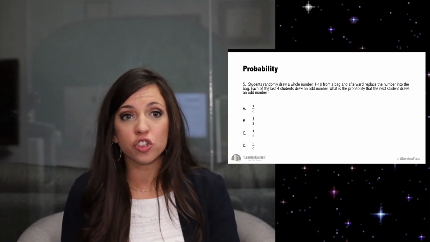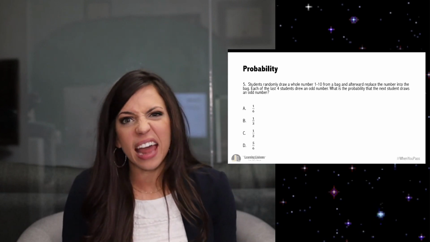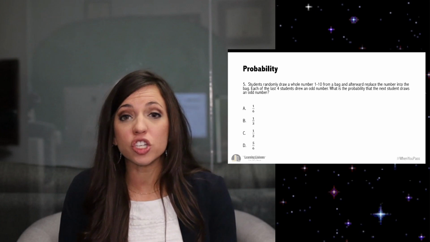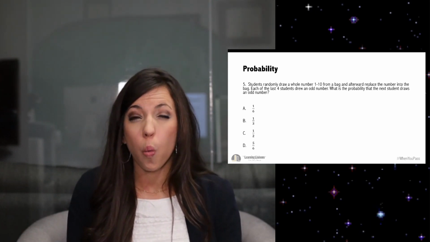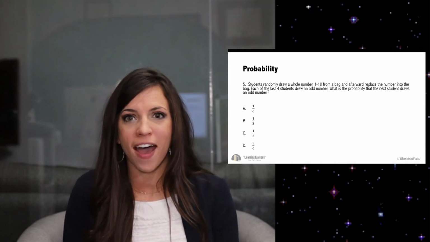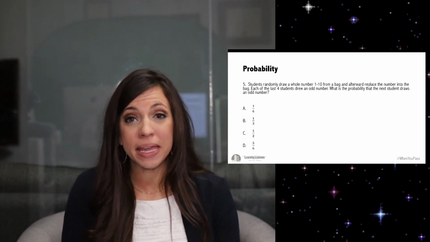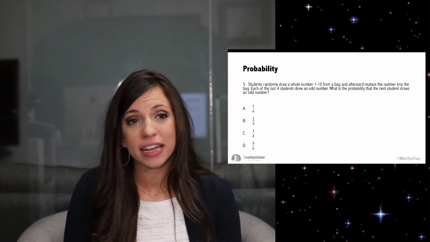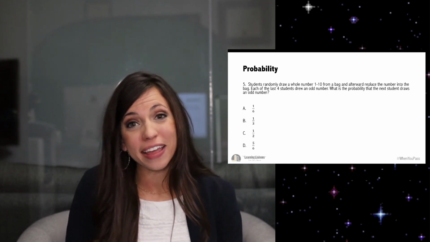Question number 5. Students randomly draw a whole number, 1 through 10, from a bag, and afterwards replace the number into the bag. Each of the last 4 students drew an odd number. What is the probability that the next student draws an odd number? A, 1/6. B, 1/3. C, 1/2. D, 5/6. You have 60 seconds to try this problem.